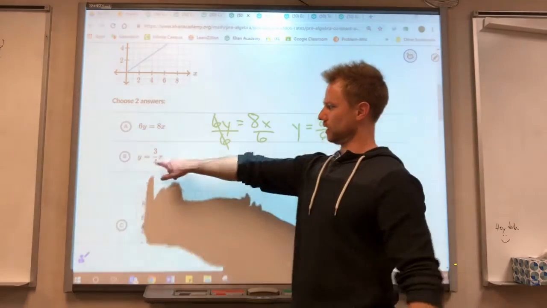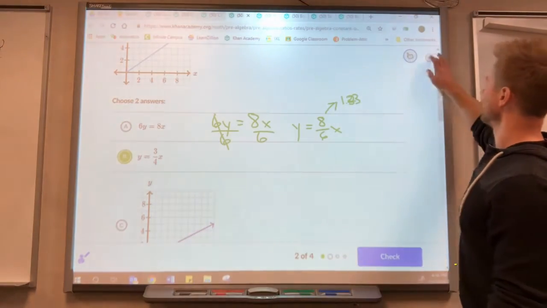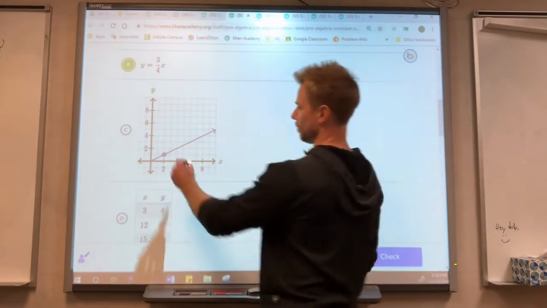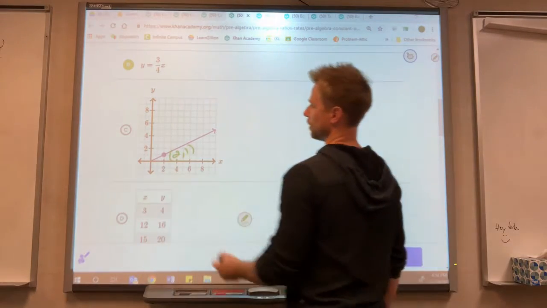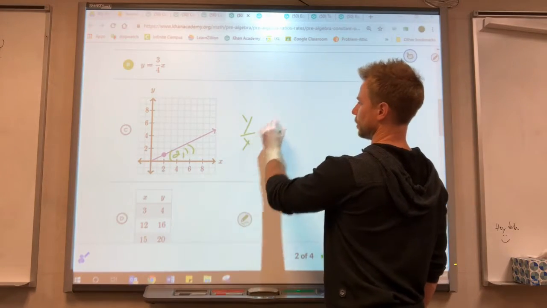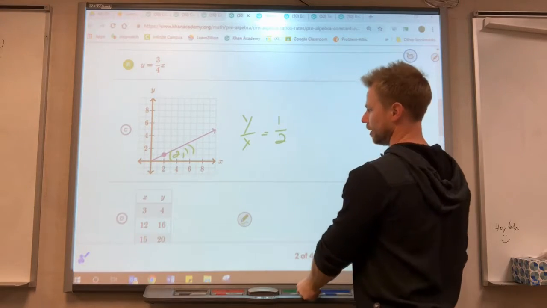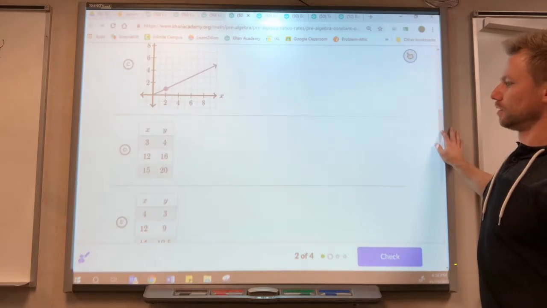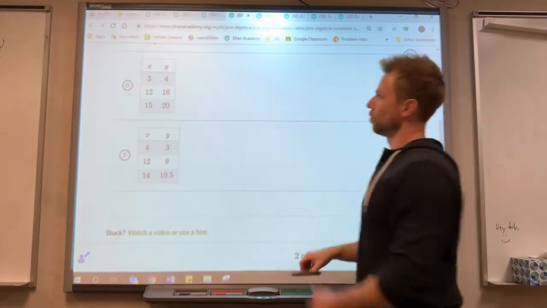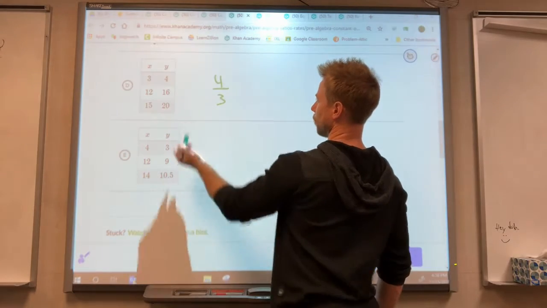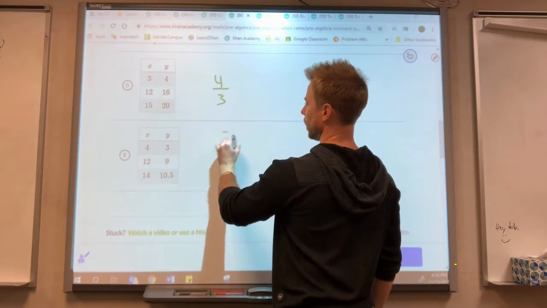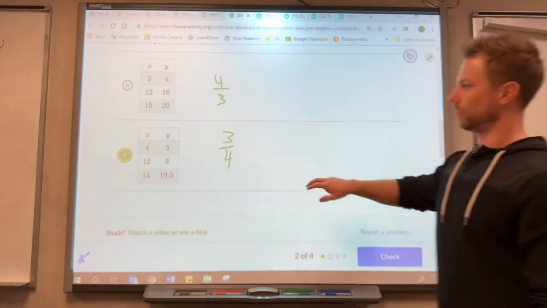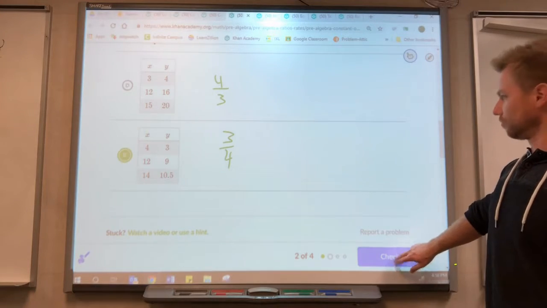B, we can see, is 3/4. It's right in the equation there. C, we have the 0.21. Okay, if we divide y by x, we get 1 divided by 2, which is 1/2. That's not 3/4, so it's not going to be C. If we look at D, y divided by x is going to be 4/3, not 3/4. Y divided by x is 3/4. So that one would also work, gives us a constant of proportionality of 3/4.